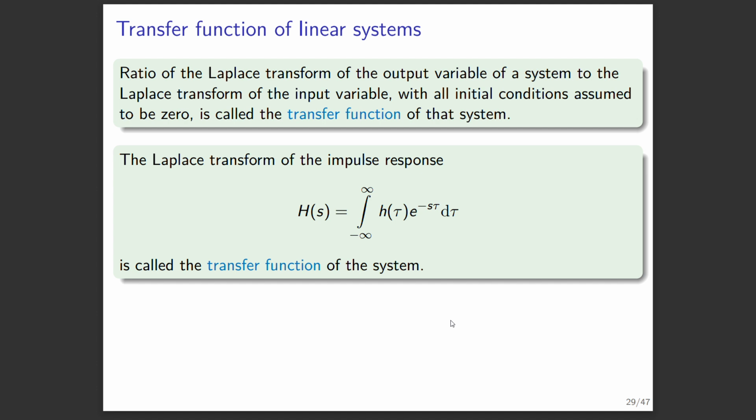And the way we define it is that it's the ratio of Laplace transformation of the output divided by Laplace transformation of the input when initial conditions are all zero. So if I have a system, I'm feeding that system with a function, and then it's resulting in an output. I take the Laplace transformation of these two functions, and then I divide them.